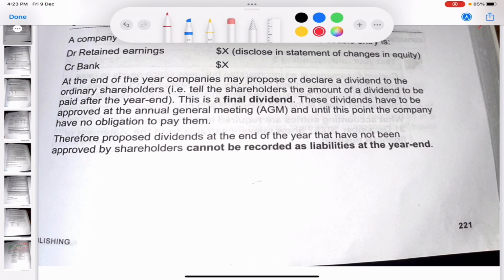Okay, so there's a difference between proposed dividend and the final dividend. Until and unless the dividend proposal is accepted by the board members, till then you cannot record the dividend as a liability in your books.